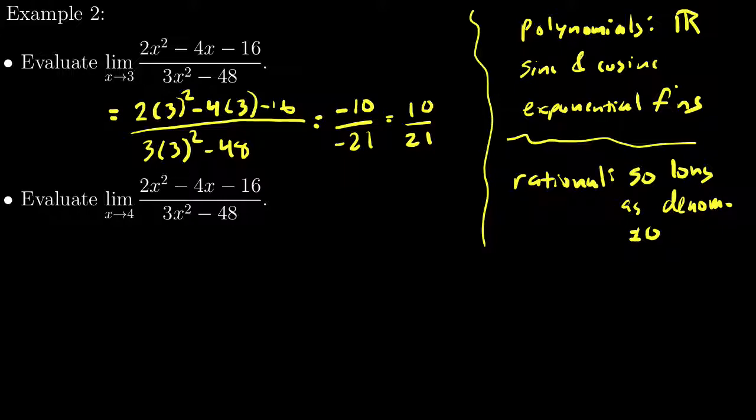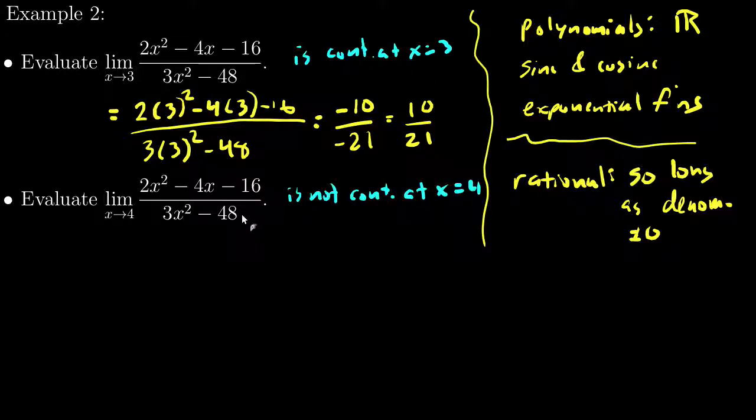Now this other one's a little bit different, and here's a nice little trick for these. If I put the 4 into the denominator, 4 squared is 16, times 3 is 48, 48 minus 48 is 0. So this is not continuous at x equals 4, where it is continuous at x equals 3. So I can't just put in the 4 here, but what I can do is factor this out and try to reduce it.